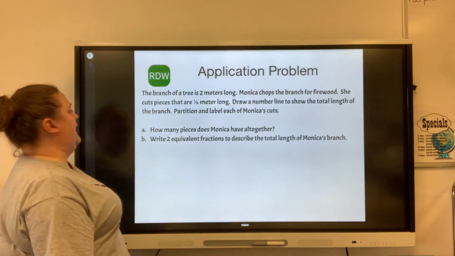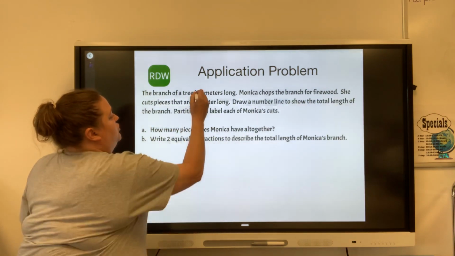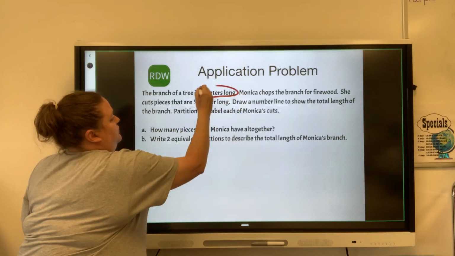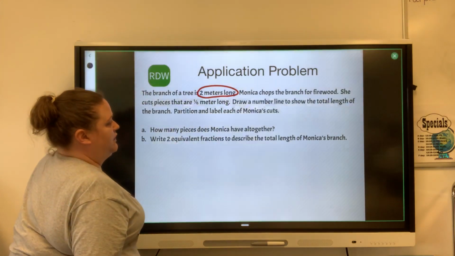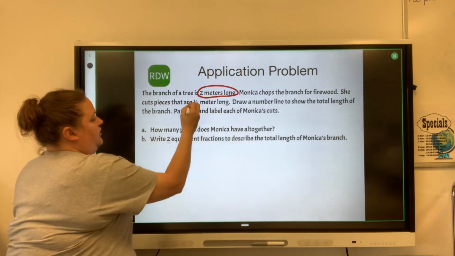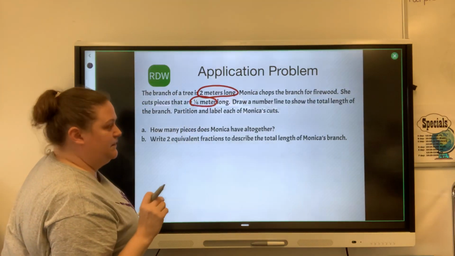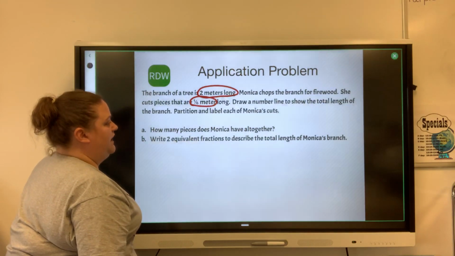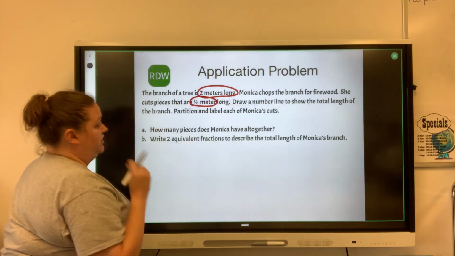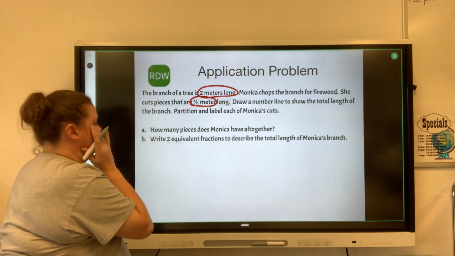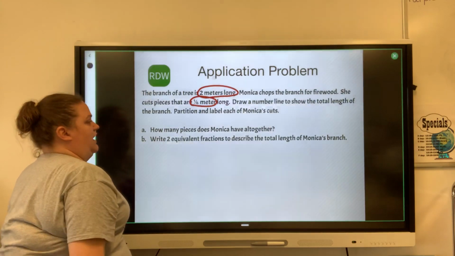A lot going on today. So, the branch is 2 meters long, so we're doing meters. Monica chops the branch for firewood. She cuts the pieces into sixths of a meter. Draw a number line to show the total length of the branch. Partition and label each of Monica's cuts. All right, so you need to draw a number line.